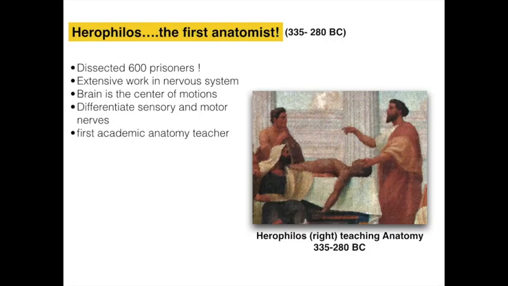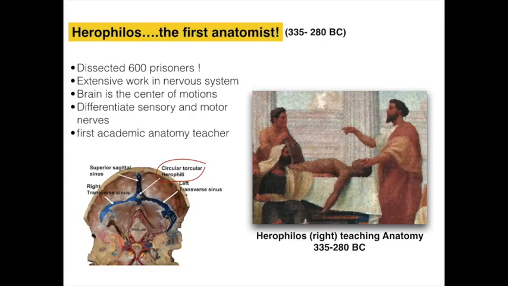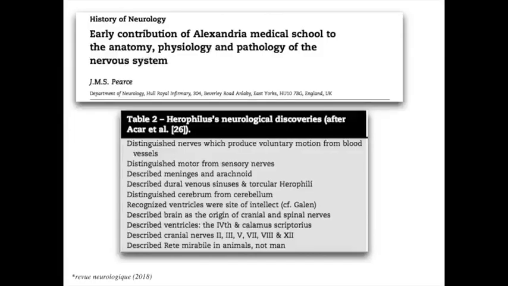And also, he was the first academic teacher who described in a sophisticated way the circulation of the brain. When you study neuroanatomy, you will find a name called the circular trochlea of Herophilus. It is named after this man who lived in 300 BC. It's an anatomical site named after him. And if you go to the literature, you will find a lot of people describing the role of this medical school and the people who worked inside it.